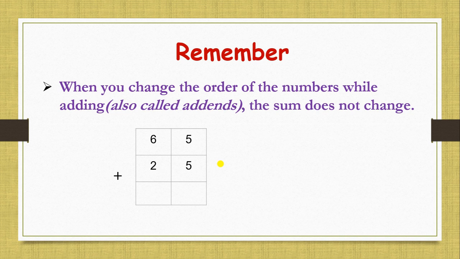So at first we have to add the ones place. 5 plus 5, 10. So we will write 0 and 1 will be carried to the next place. So in the tens place there is 6, 2 and the 1 which we have carried. So 6 plus 2 plus 1 equals 9.